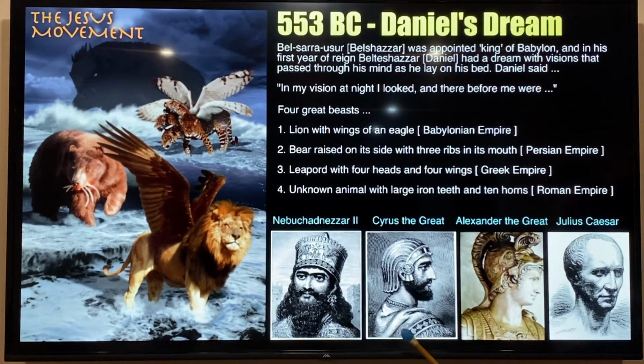Cyrus the Great, we're just doing his component of the story now, both in the Bible and historically, is the leader of the Persian Empire. Alexander the Great is the one who comes swiftly. He conquers the world very, very quickly. And so he's represented by the leopard, and he, of course, as we know, is Alexander.